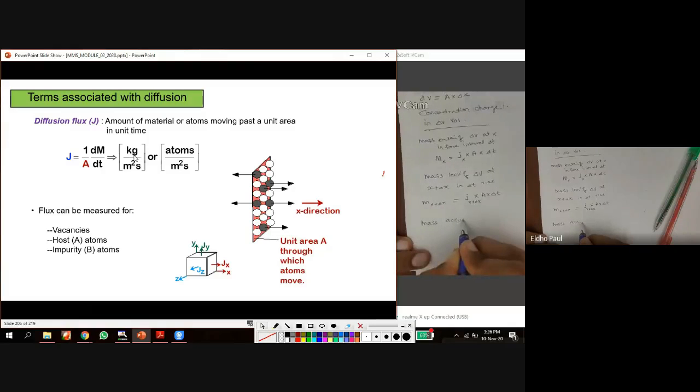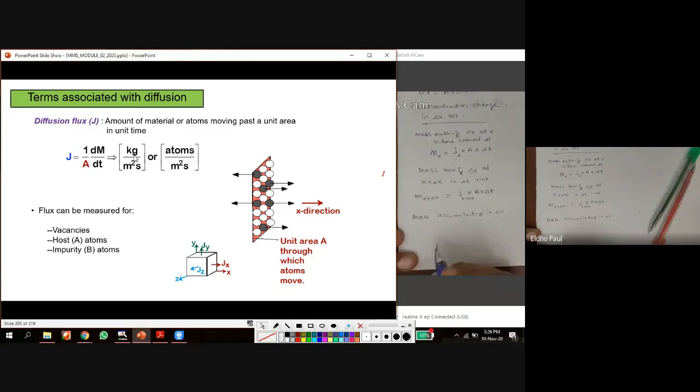Mass accumulating in delta V is equal to delta M. That is equal to Mx minus Mx plus delta x.